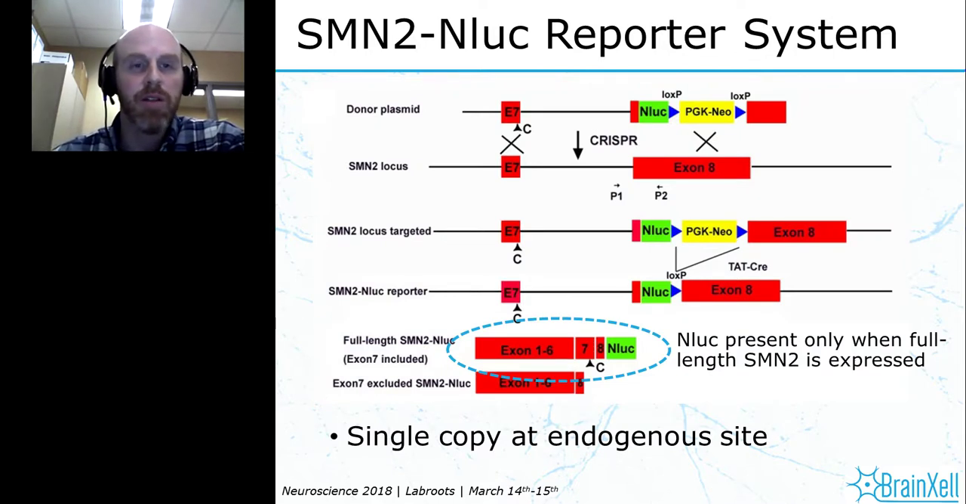So we built a relatively complicated reporter system in which if the full-length SMN2 was expressed, we would also get the expression of our reporter, which in this case is nanoluciferase. So this system was a knock-in system at one allele at the endogenous site, so it really produces a physiologically relevant response.